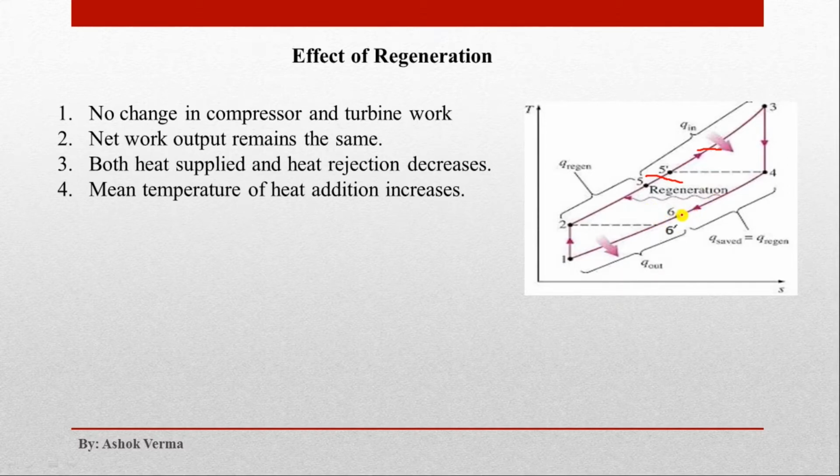And here you can also see the heat rejection. If you are using the regeneration, then you have to reject the heat from point 6 to point 1. Then this will be the mean temperature of the heat rejection. And if you are not using the regeneration, then you have to reject the heat from point 4 to point 1. And for this process, the mean temperature will be around here. So you can see the mean temperature of heat rejection with the regenerator is decreasing.